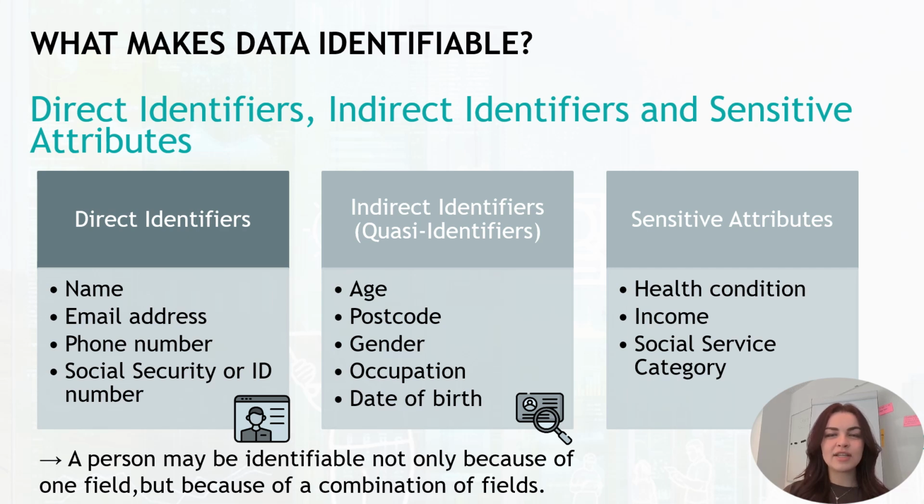Third, sensitive attributes may not identify a person by themselves, but they can still create serious risk if linked to an identifiable individual. In practice, open data risk often comes from the interaction between indirect identifiers and sensitive attributes. GDPR Recital 26 makes clear that identifiability should be assessed in light of means reasonably likely to be used, including singling out. That distinction becomes easier to understand when all three categories appear in the same small example.